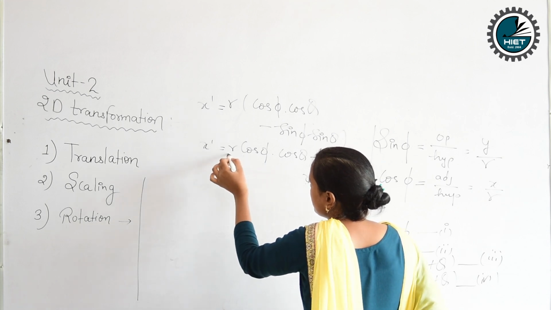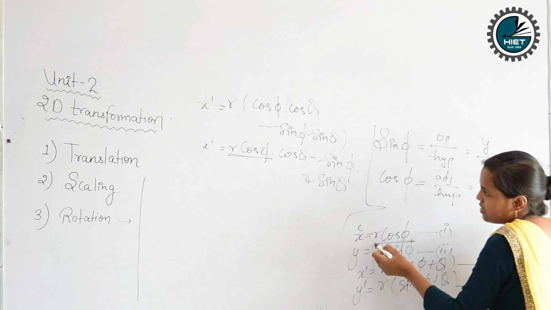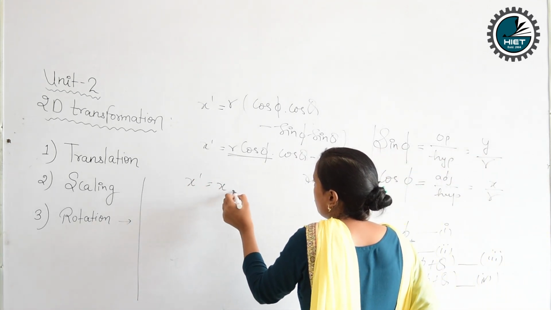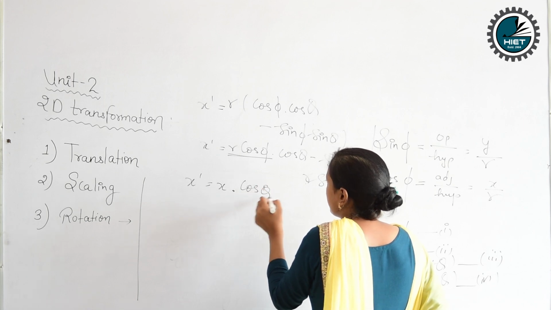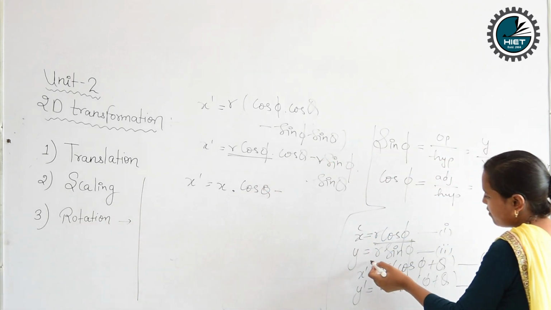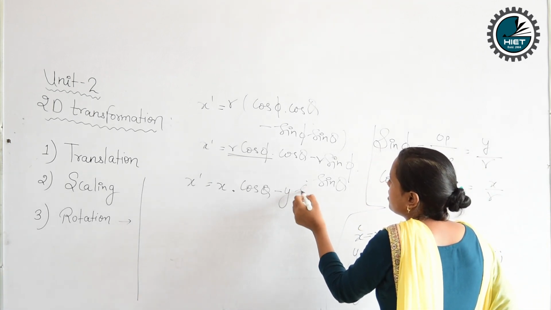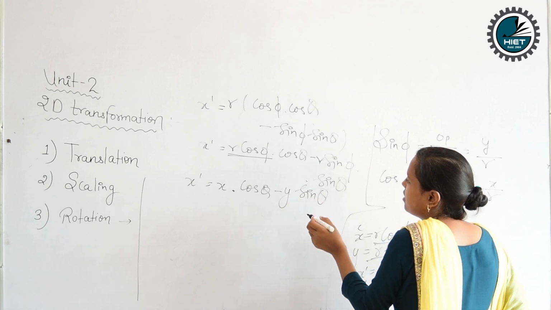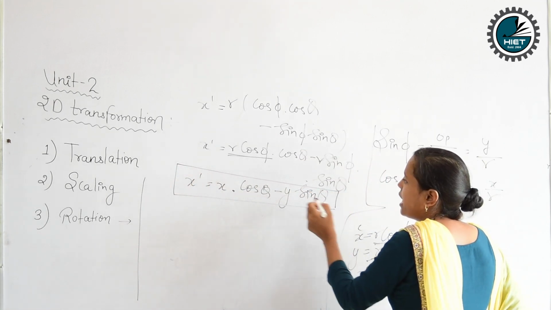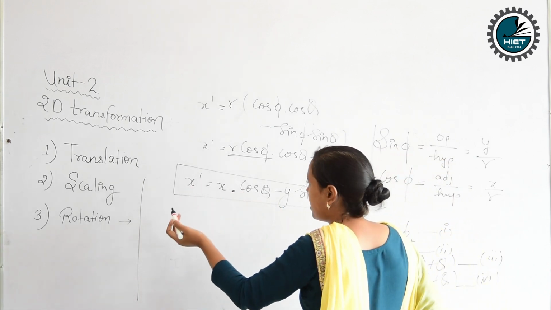So we can see that r cos phi is x, so we put the value of x. So x dash will be x cos theta minus, what is r sin phi? r sin phi is nothing but y. So we put the value of y, and this is sin theta. So we are converting the old x coordinate using the rotation angle theta.